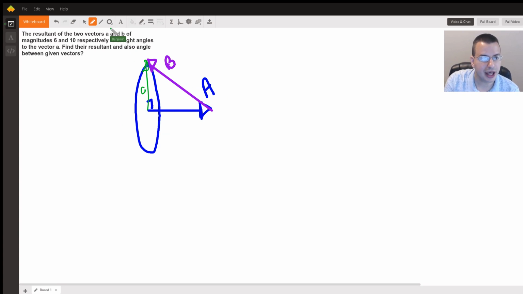Okay, so now let's plug in some of the data that we have. This is 6 and 10 magnitude. Find the resultant and also the angle between the vectors. The resultant is going to be C, and so we want to find the length of C. Now, if you notice here, this creates a right triangle. So what we can do with this is the Pythagorean theorem.